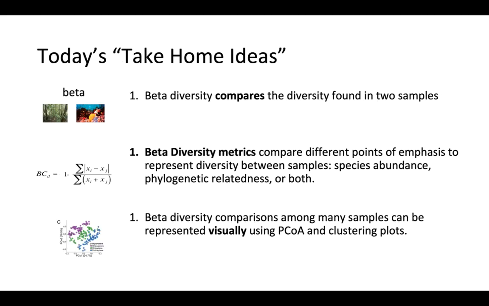All right, so that is beta diversity and how we measure beta diversity. So just to review the big take-home points from today, beta diversity compares the diversity found between two samples. We have beta diversity metrics that we use to compare those samples, and those different metrics have different points of emphasis. So some use the species or taxa abundance, some use the phylogenetic relatedness of the organisms or the taxa within the communities, and some use both of those to create a quantitative or numerical metric. And then finally, the most common way we look at beta diversity is by using a PCOA plot to visually look at all the different samples and see how similar or different they are and how samples cluster together. So we use those PCOA plots.